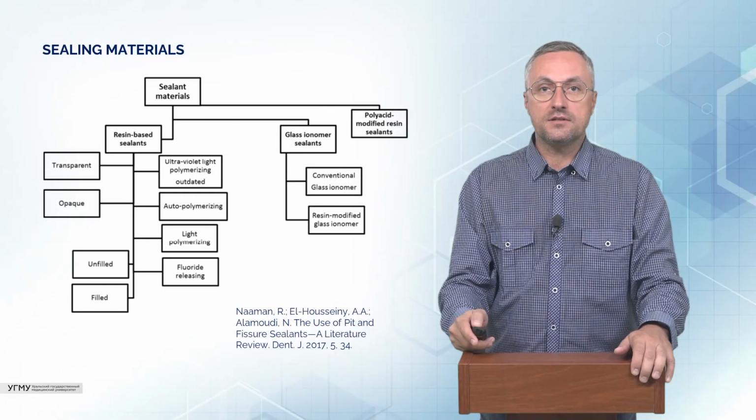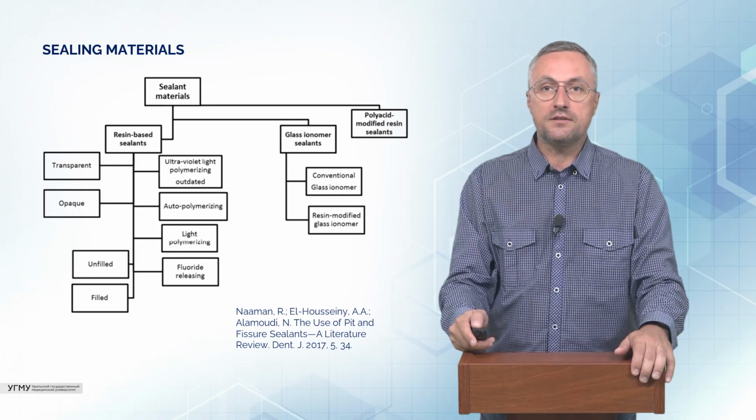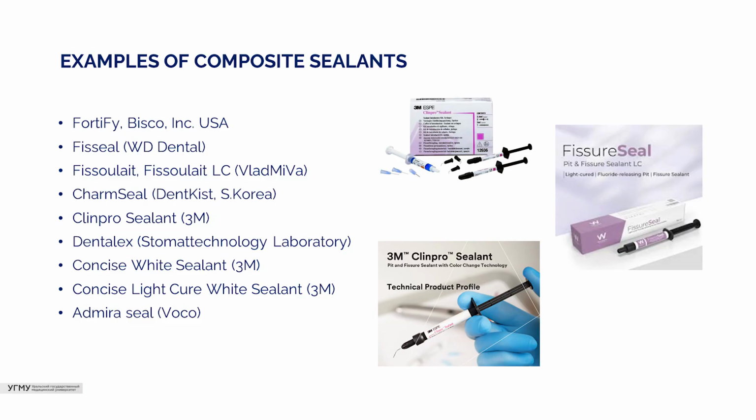They are products resulting from adding fluoride-releasing particles in an attempt to inhibit caries. According to the literature, however, fluoride resin-based sealants cannot be considered as fluoride reservoirs, providing a long-term release of fluoride. On this slide, you see examples of composite sealants. They can be filled or unfilled, transparent or opaque. When using opaque sealants, it is easier to see chips or material loss.